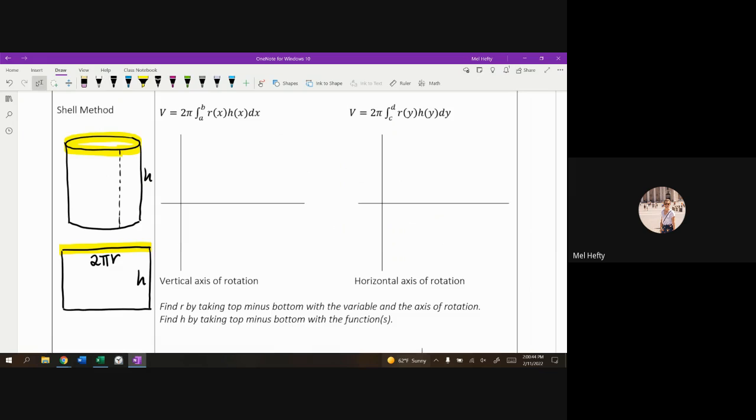So if you look at these formulas up here, you're going to notice we have 2 pi r h. The 2 pi is coming from the circumference, the r also from circumference, the h is coming from the height.